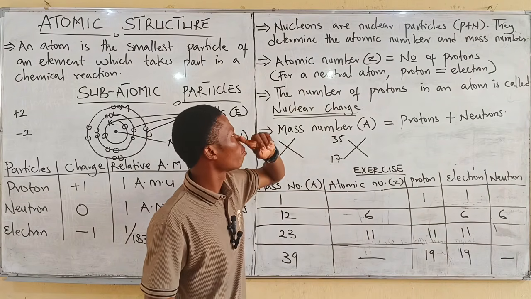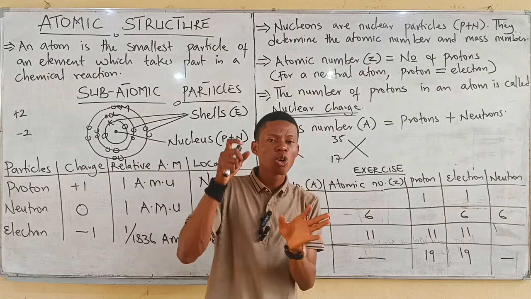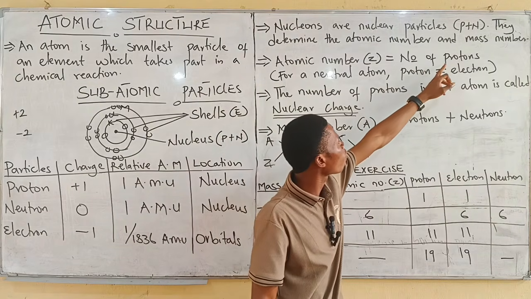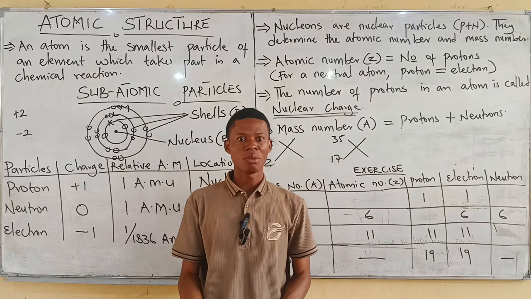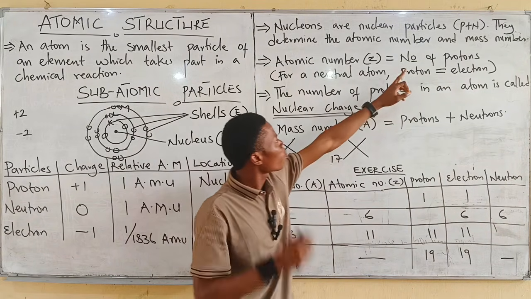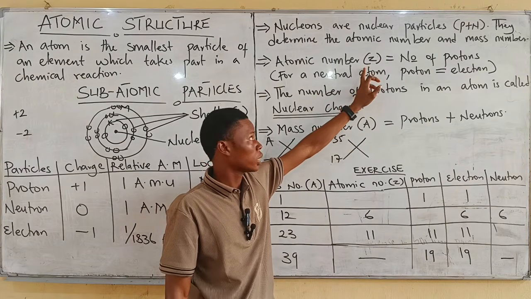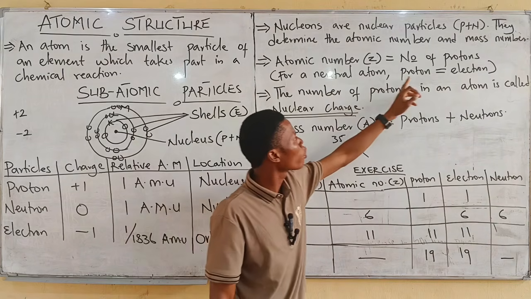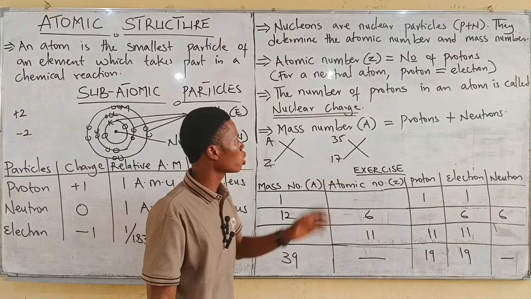Now, atomic number is represented as Z. The atomic number of an element is equal to the number of protons in the atoms of that element. The number of protons is equal to the atomic number, and it is designated as what? As Z. Please take note of that. And for a neutral atom, proton equals electron. For every neutral atom, proton equals electron.